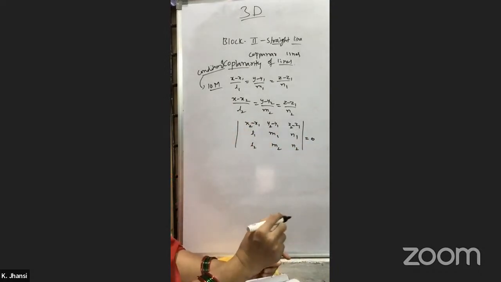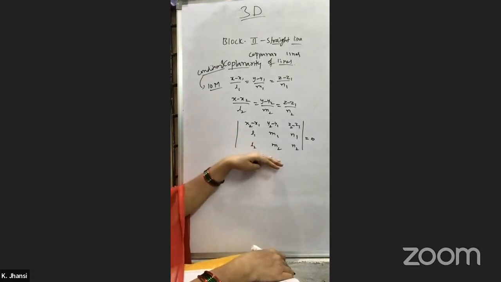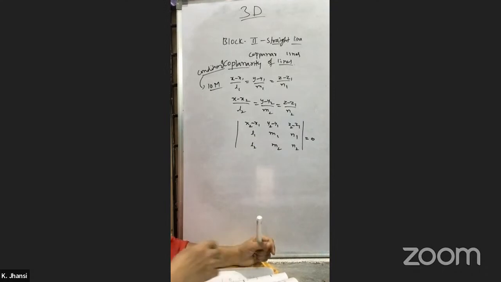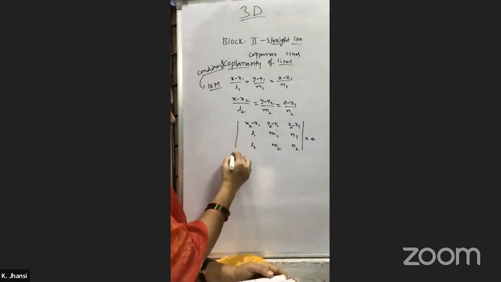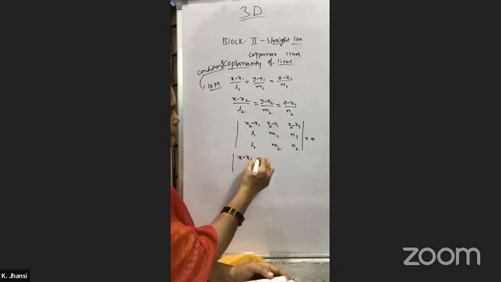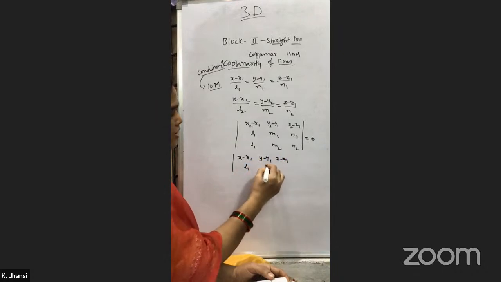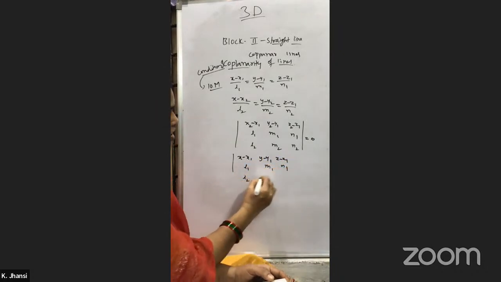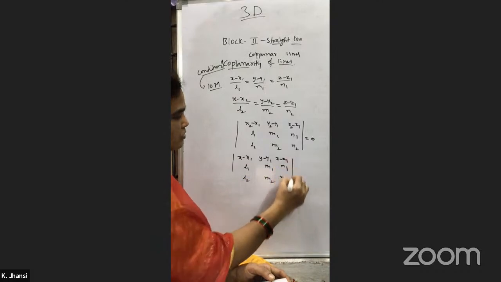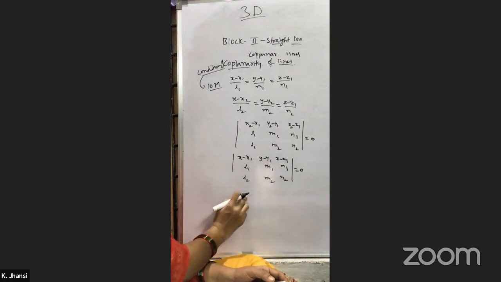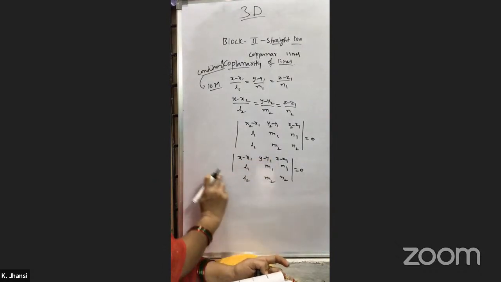That is the first half, and the second part will be that he will ask you to find the equations. What is the required equation of the plane containing these two lines? For that you have the formula: x minus x1, y minus y1, z minus z1, L1, M1, N1, L2, M2, N2. If you equate this determinant to 0 and expand it, you will get the equation of the plane containing the lines.